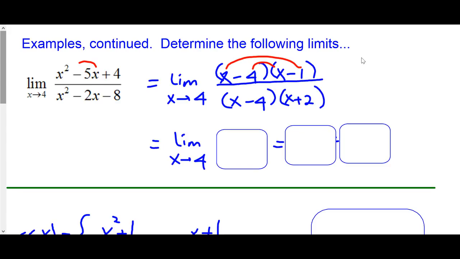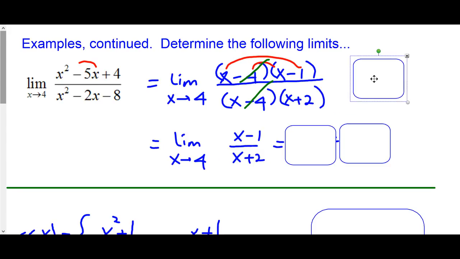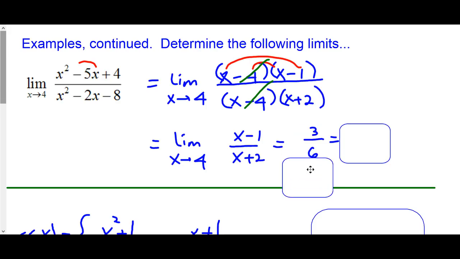So notice that these are going to cancel now. So we're left with x minus 1 over x plus 2, at which point, go ahead and try to plug the number in. We're taking a limit as x goes to 4. So 4 minus 1, we get a 3 on the top, and 4 plus 2, we get a 6 on the bottom. So the final answer is 1/2.